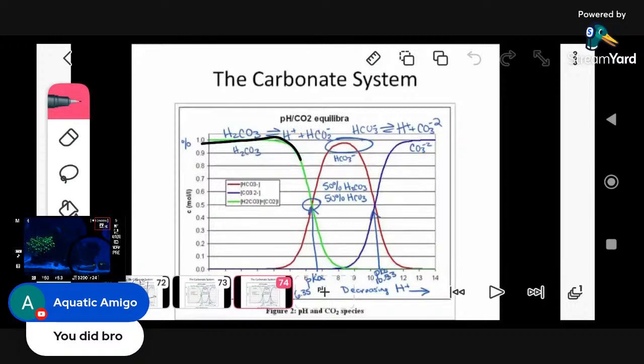Okay, so after the carbonic acid, let's say we increase the pH of your system. Let's say now we go right here. Hold on guys, let me refresh this real quick.